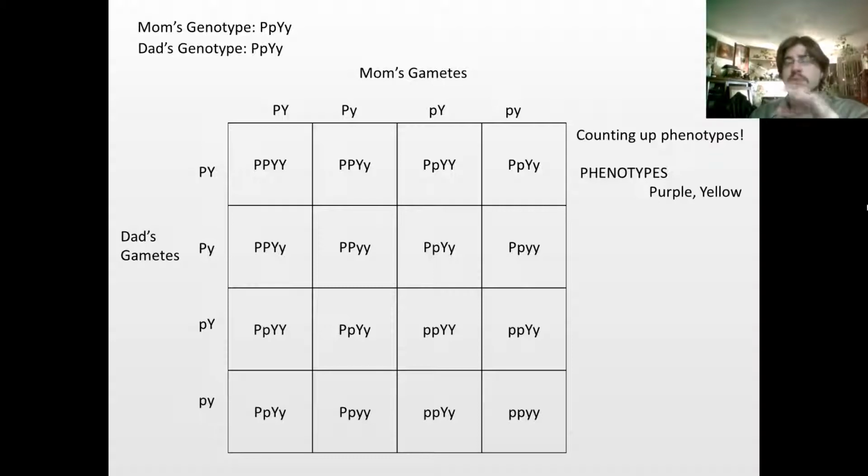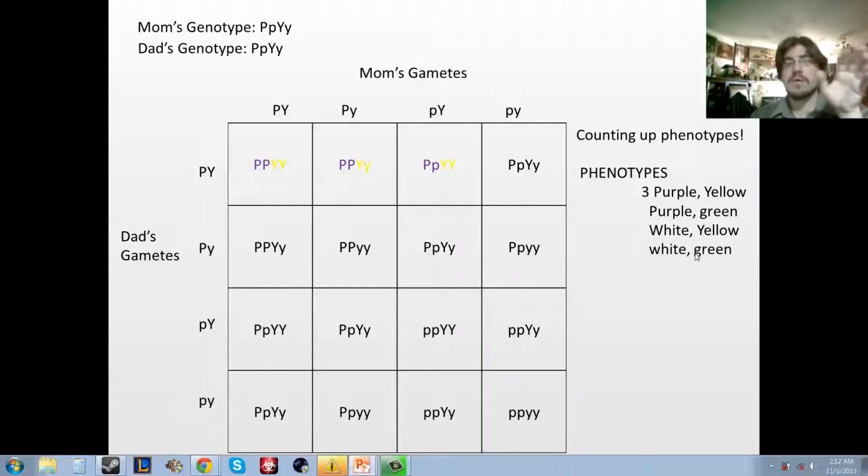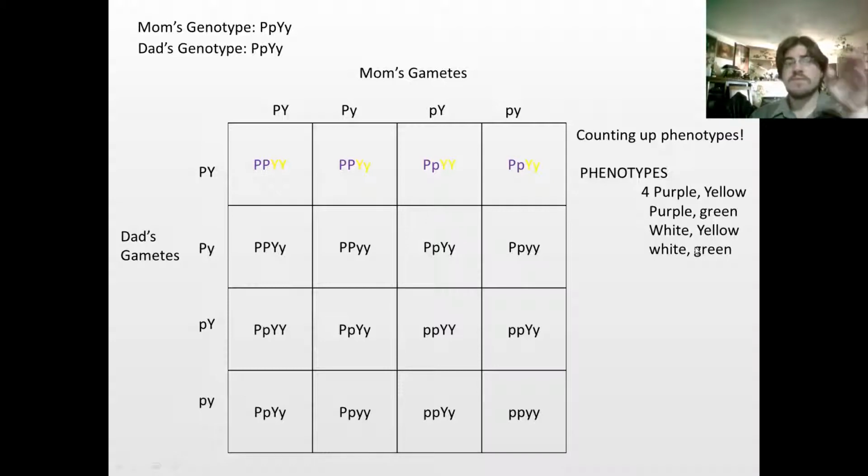We can have purple flower colors, yellow seeds. We could have purple flower colors, green seeds, white flower colors, yellow seeds, and white flower colors and green seeds. So purple's dominant, yellow's dominant. So here's 1 purple and yellow. Here's 2 purple and yellow, 3 purple and yellow. Getting pretty easy. 4 purple and yellow. 5 purple and yellow. Oh, there's a purple green. So 1. Oh, there's another purple yellow.